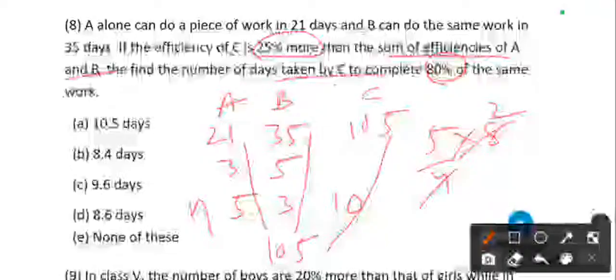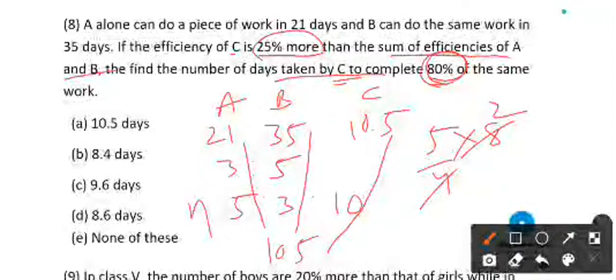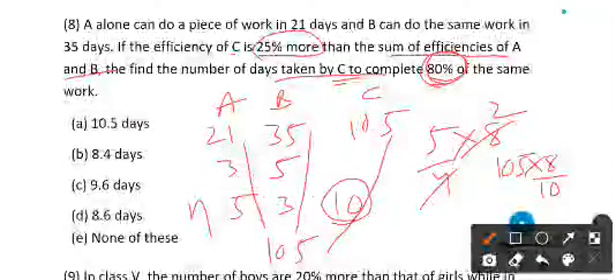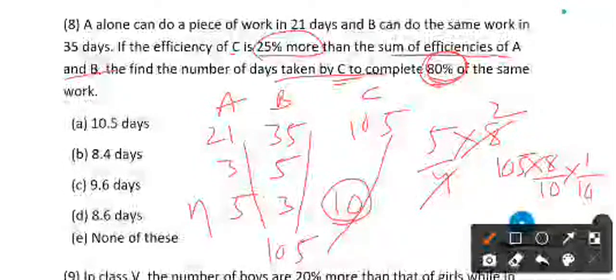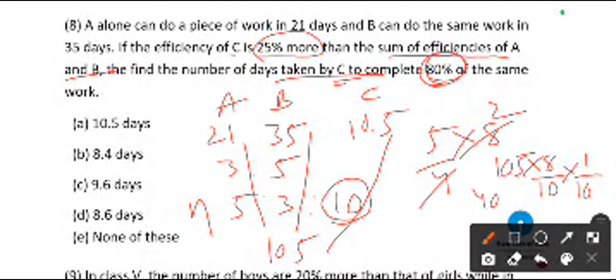Now C needs to complete 80% of the work. So total work is 105. From that we need to find 80% with the efficiency of C, which is 10. It will be completed in how many days? So we got 8 times 5 is 40.